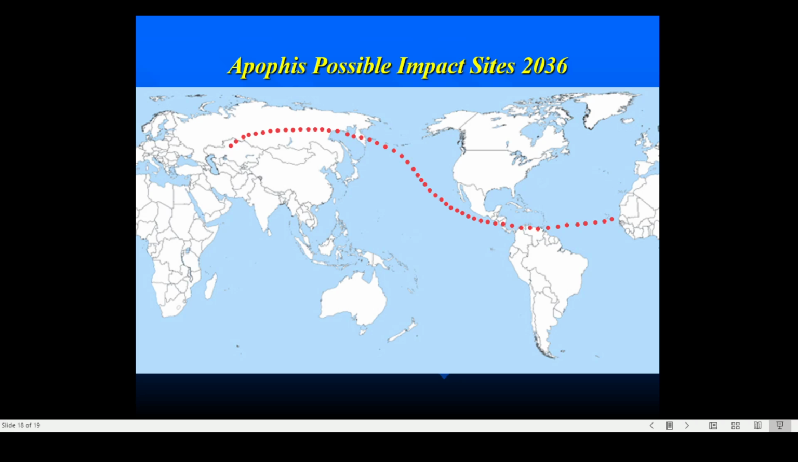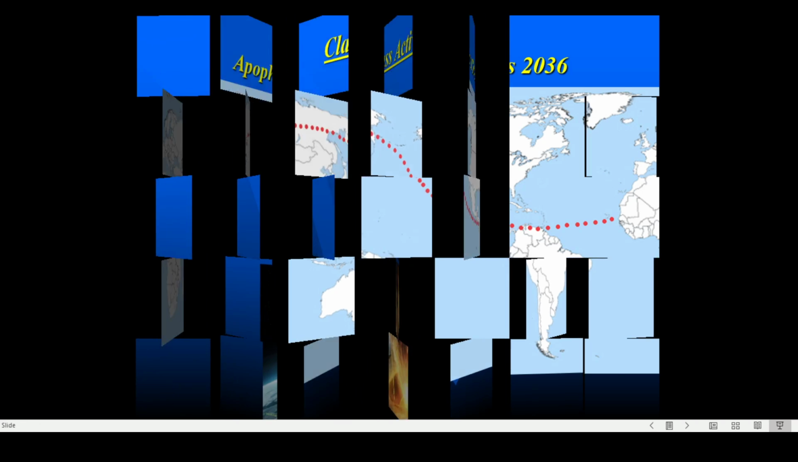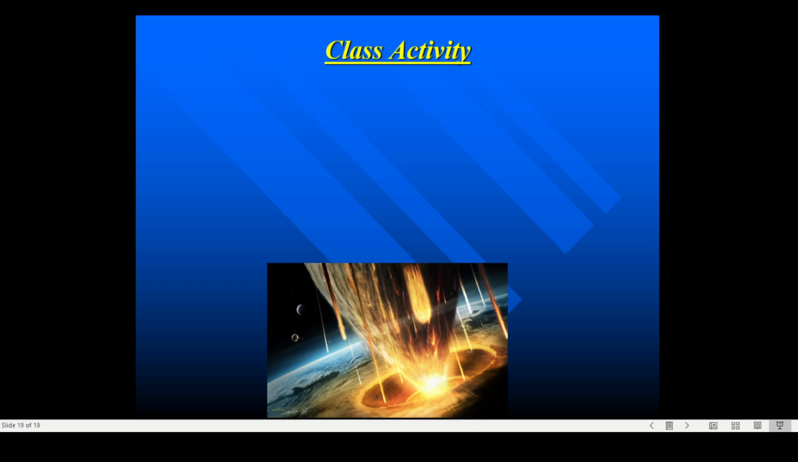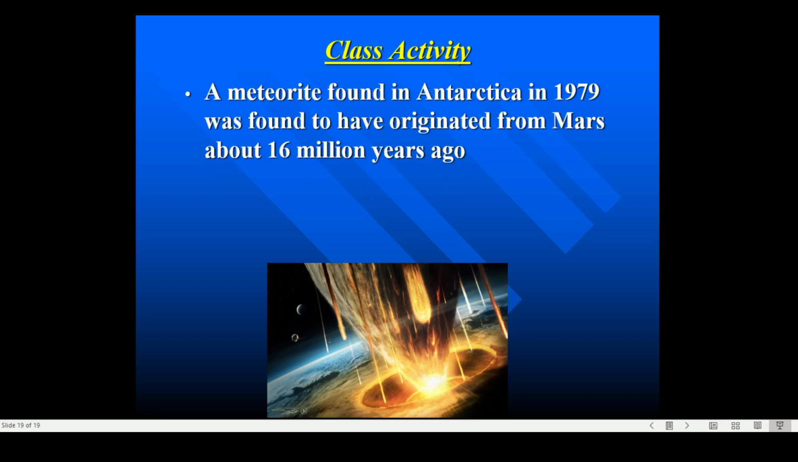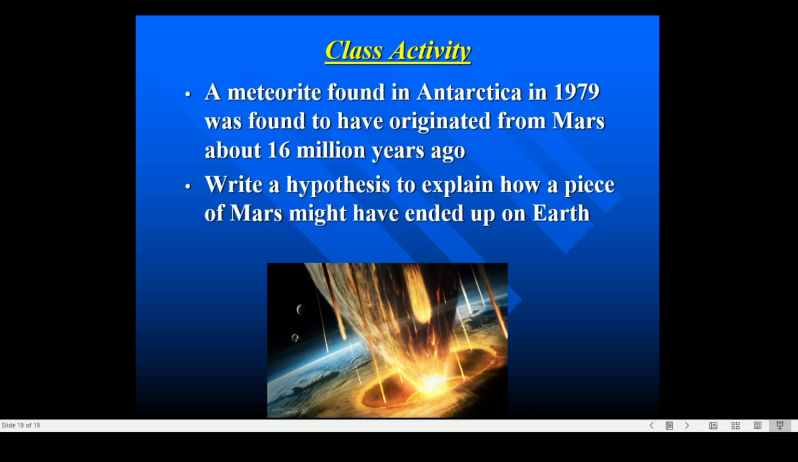All right, and then when you're done with that, you're going to move on to the We Do activity, where in our public chat, you guys are going to talk to each other and try to come up with hypotheses about how this could happen. We actually found a meteorite in Antarctica in 1979. It was only 2 years old then, but it was found to have originated from Mars about 16 million years ago. So how on Earth does a chunk of rock from Mars end up on Earth?